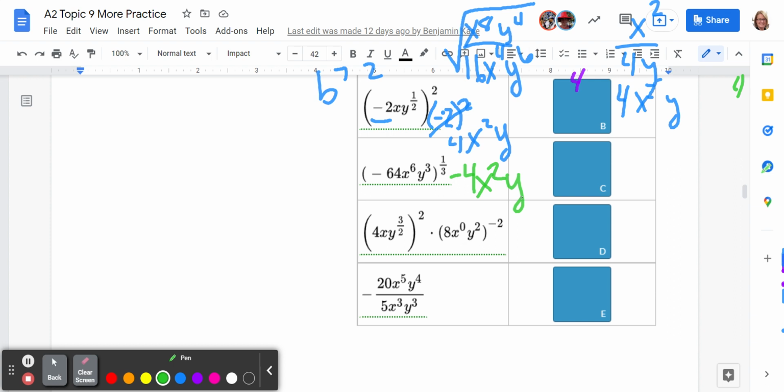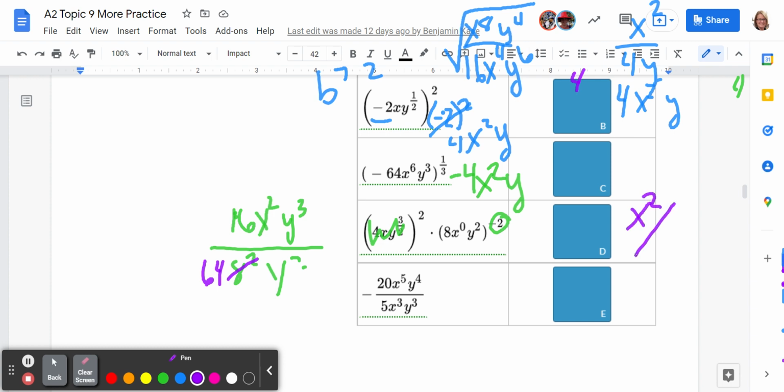Coming down here, I'm going to take this off to the side a bit so we can see what's happening. This first set of parentheses, when I square it, I get 4 squared, which is 16. I have an x squared, and I have a y to the 3rd. That second set of parentheses, that negative is going to make it go to the bottom, and I end up with an 8 squared. The x goes away, and a y squared. Remember, 8 squared is 64, so I'm going to reduce that, and what I get for an answer is x squared on top over 4y.